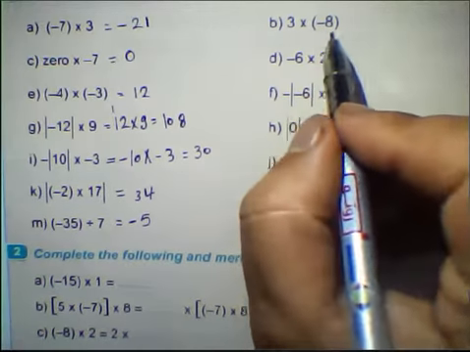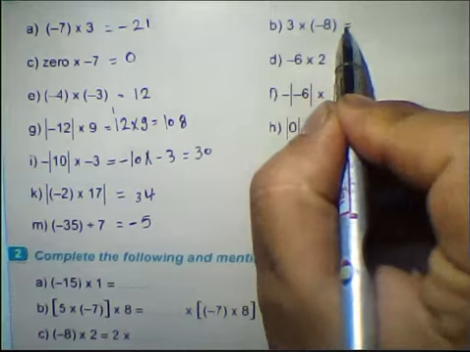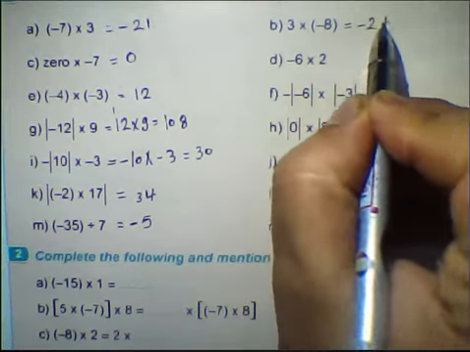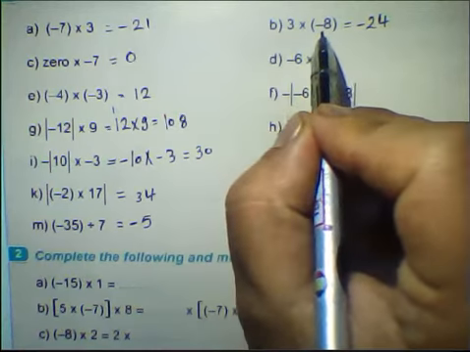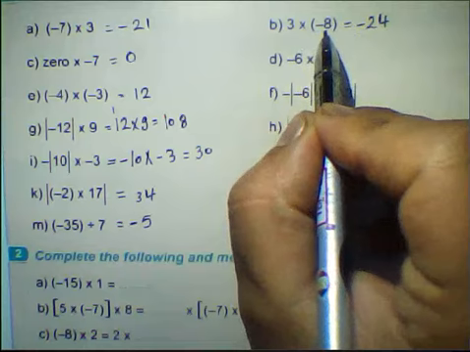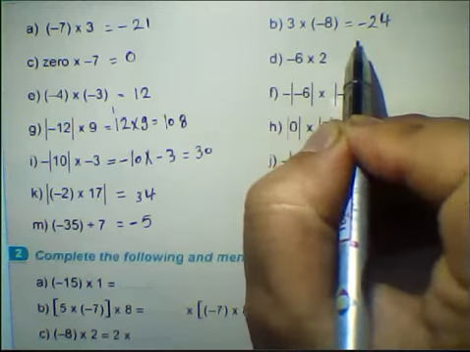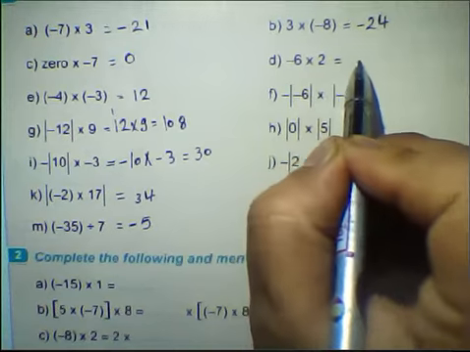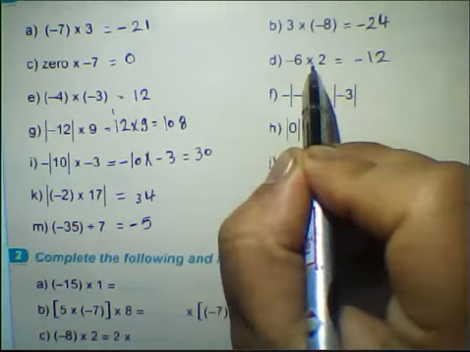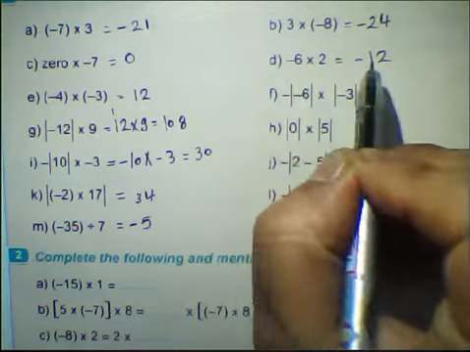3 multiply negative 8 equal negative 24. Because positive multiply negative equal negative. 3 multiply 8 equal 24. So the result will be negative 24. Negative 6 multiply 2 equal negative 12. Because negative multiply positive equal negative. 2 times 6 equal 12.